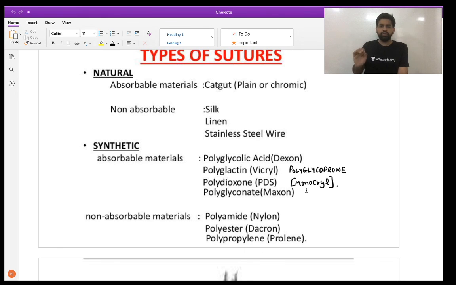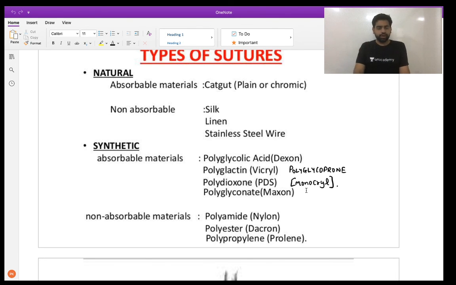But one thing you have to remember is, what is a delayed absorbable suture? The answer is PDS. What is the absorption time of PDS? It is around 180 days. What about the absorption time for Vicryl and Monocryl? It is close to 60 to 90 days. But please understand, I'm talking about the absorption time, not the tensile strength. Tensile strength is something different.